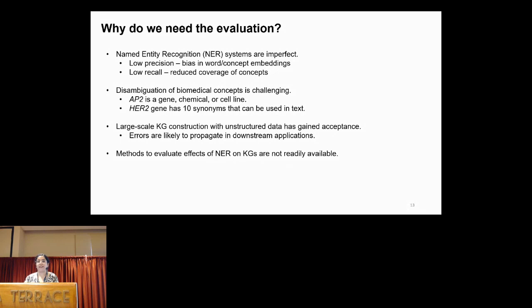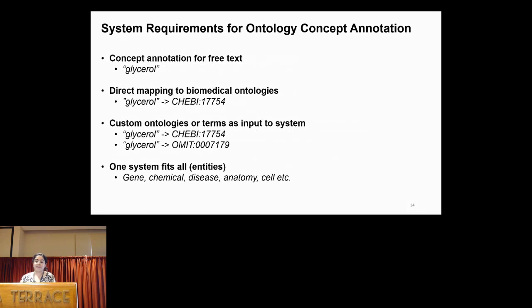So for our evaluation, we had certain requirements to choose which systems we wanted to look at. The 4 requirements that we really explicitly stated were: 1, that we should have concept annotation for free text. So an entity such as glycerol in text should be mapped to an ontology term. 2, there should be direct mapping to biomedical ontologies. So the term glycerol should be mapped to the Bio-Ontology term here. 3rd was that we should be able to provide custom ontologies or terms as input to the system. So if Bio-Ontology is provided as an input to the system, the term glycerol will be mapped to the Bio-Ontology term. But if we're providing a different ontology, we should also be able to map that term as well.